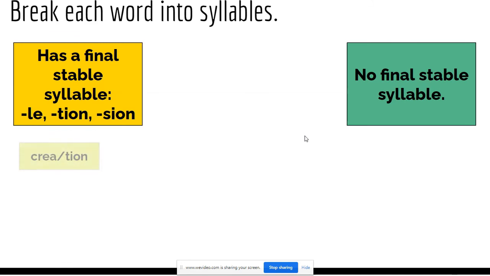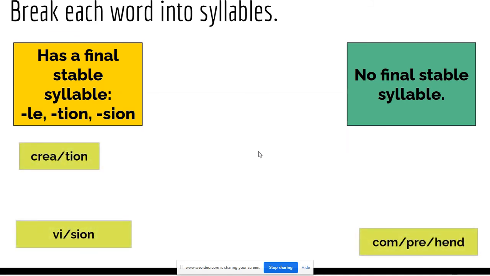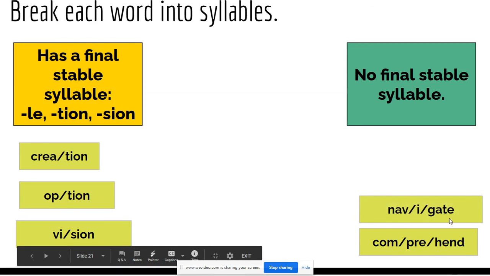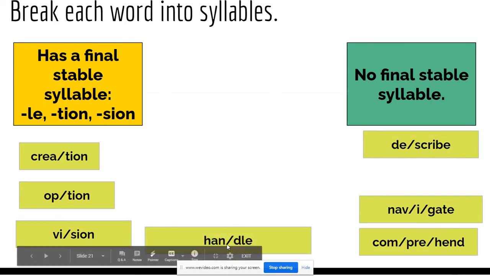Let's check. Creation has T-I-O-N. Vision. There, I fixed it on that one. I don't know why I didn't fix it on the other one. Comprehend is over here without a final stable syllable. It's H-E-N-D. Option, T-I-O-N. Navigate, no final stable syllable there. Describe, same here. And handle does have the final stable syllable, L-E.